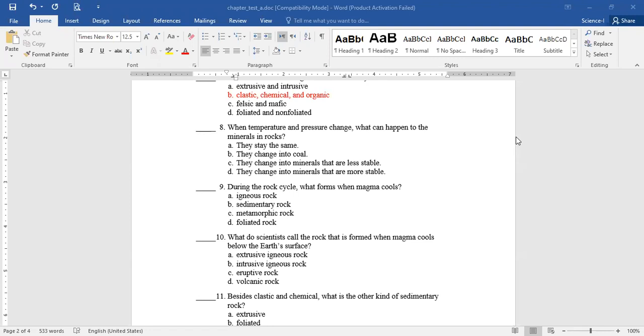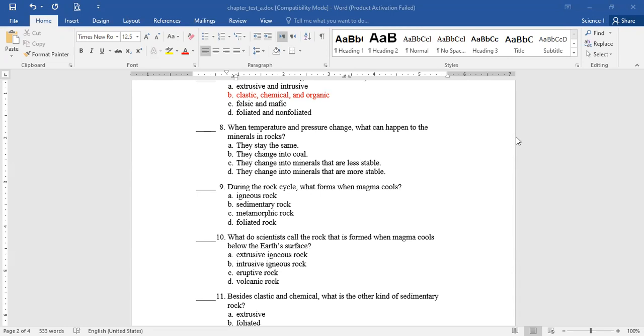Okay, Selma? They stay the same. I can't hear you. They stay the same. So if they stay the same, what kind of metamorphism happened here? We said that once a mineral is exposed to high temperature and pressure, it will be changed. So what do you think?